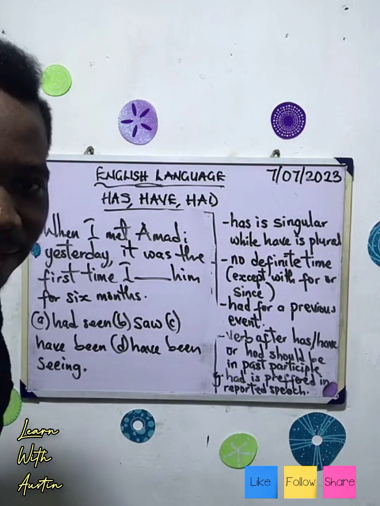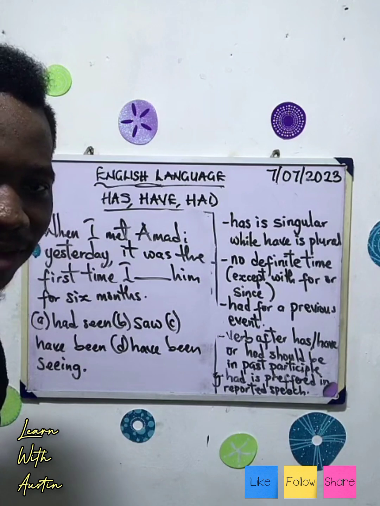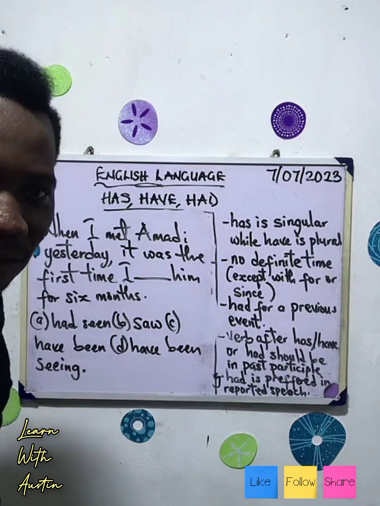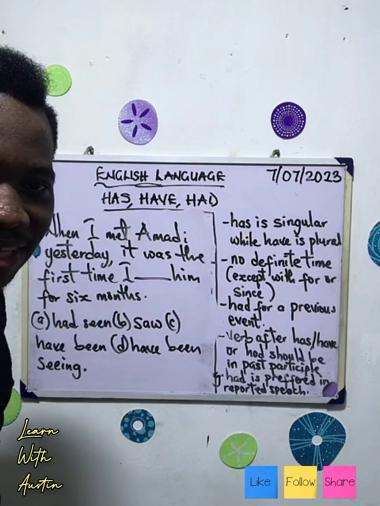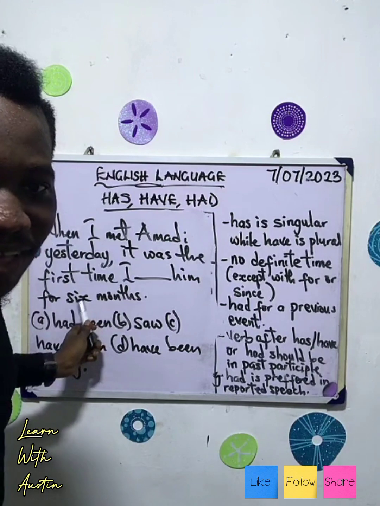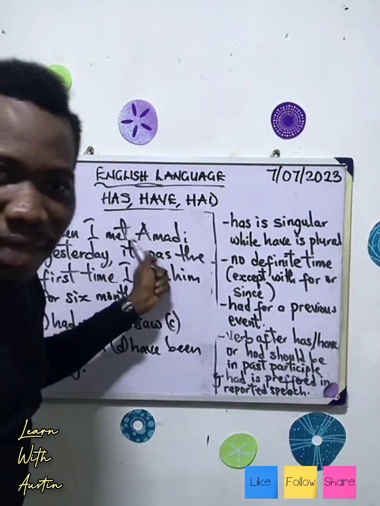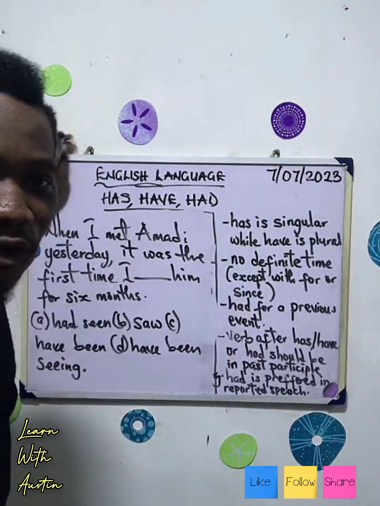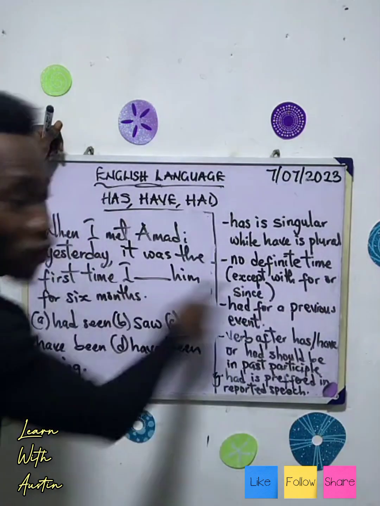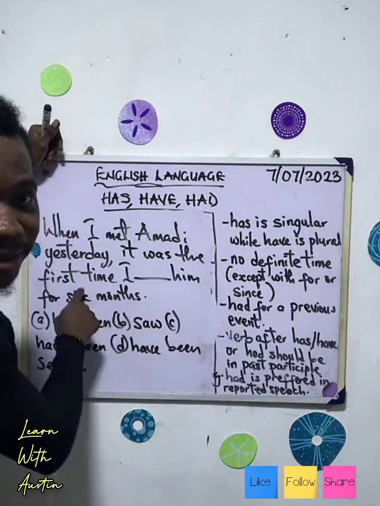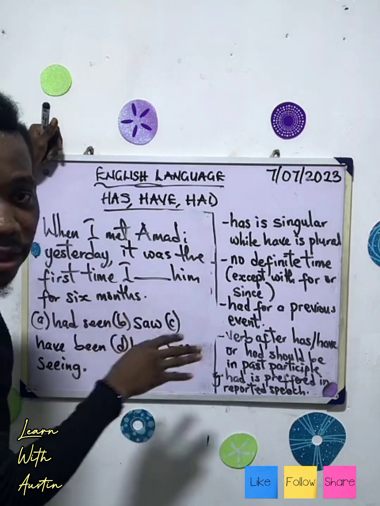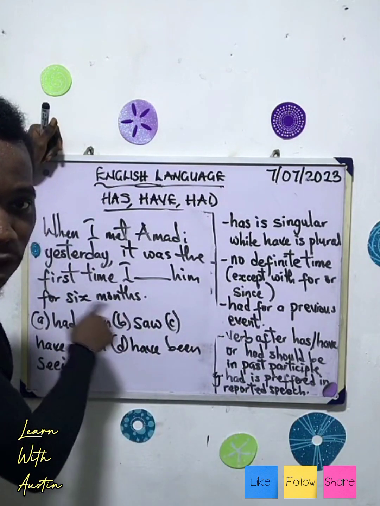Okay? When I met Amadi yesterday, it was the first time I saw him for 6 months. Joy says B, I saw. Tigela says B, okay? That's the answer. The answer is A, not B. I had, when I met him, past action. It was the first time I had seen him for 6 months. And again, remember, I said whenever you are using for, it's used for a numerical definite time, a definite time that has number, for 6 months. But if it is months with no number, like since last year, since whatever. But because you are adding number, that's why it's for 6 months.